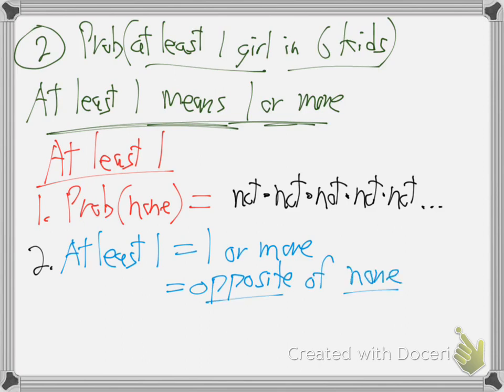Opposite of none, isn't it? Having one or more is the opposite of having none, isn't it? Okay, so what? Well, how do we always do opposites? If there's a 0.2 chance of rain tomorrow, what's the chance of the opposite? What's the chance it won't rain?